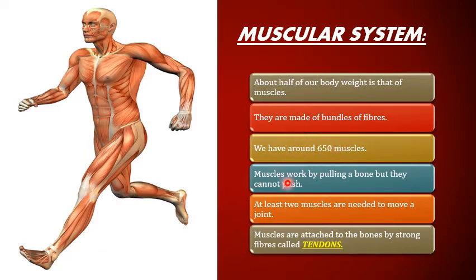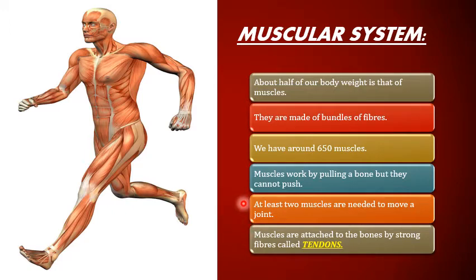Do you know muscles work by pulling a bone? Bones and muscles work together to make the movement possible. So how do muscles move or work? Muscles work by pulling a bone. They cannot push the bone, they can only pull the bone. And at least two muscles are needed to move a joint.